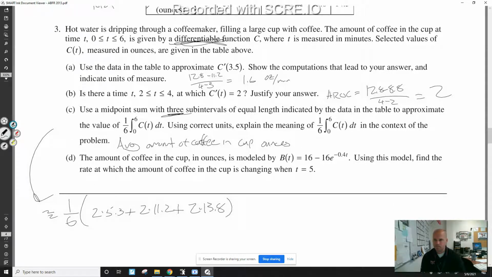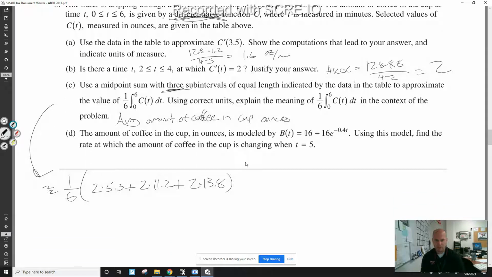And then part D, the amount of coffee in the cup is modeled by B. Using this model, find the rate at which the amount of coffee is changing when t equals 5. If this is the amount of coffee, what's the rate at which the amount of coffee is changing? You take the derivative, the rate of change of the total, B prime. Now, this is a no calculator problem, so you've got to do this by hand. You'd have an outside and an inside. The outside is negative 16 e to the power. The inside is the negative 0.4 t.